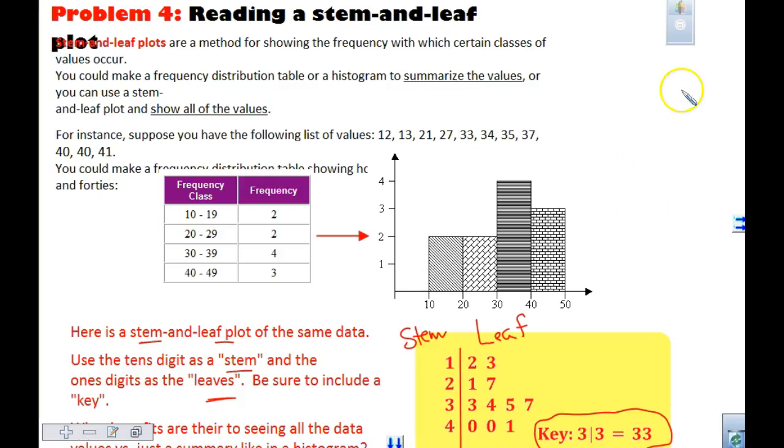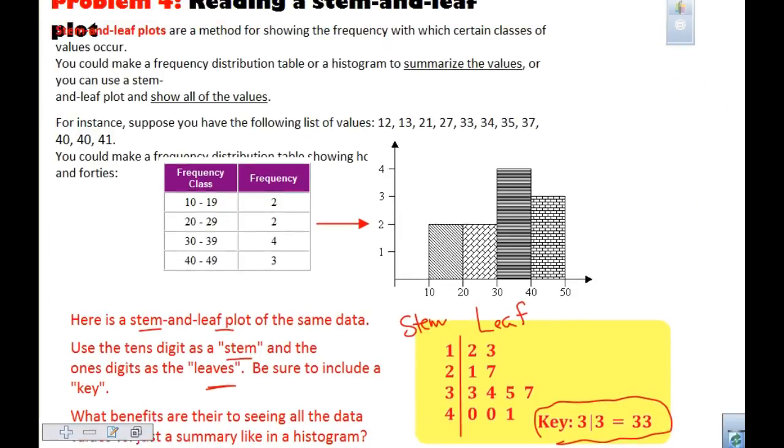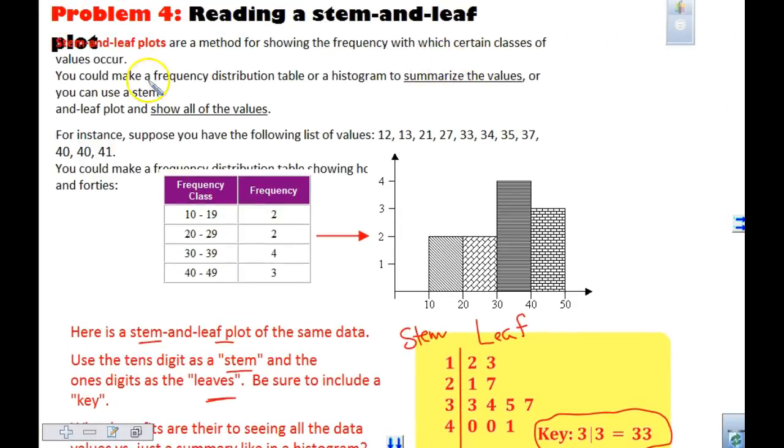Okay? So that next one is talking about stem and leaf plots. You guys have made stem and leaf plots before. Last class was like, yep, we've done these. So when we look at our stem and leaves, the key thing is that it shows all of our values. So you can make the frequency distribution in a histogram. That's a summary of values. So a histogram kind of combines them into groups, right?